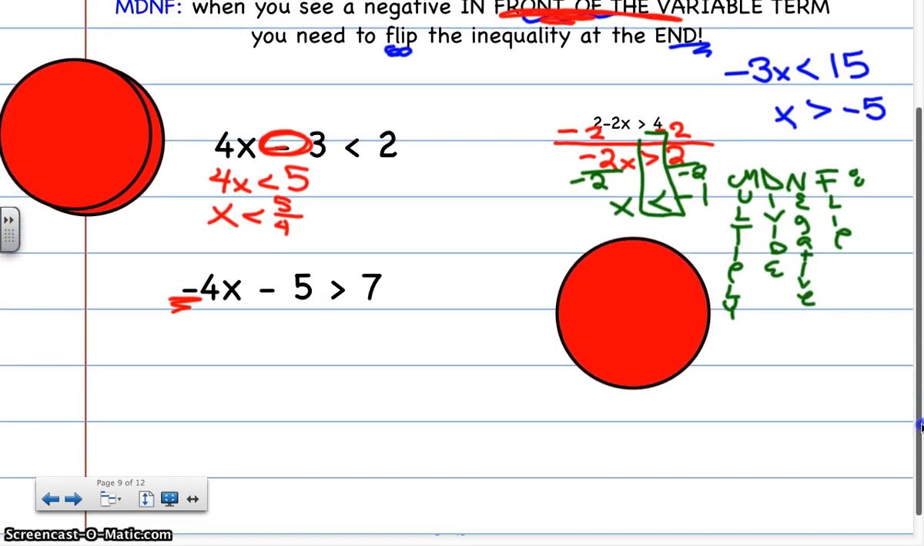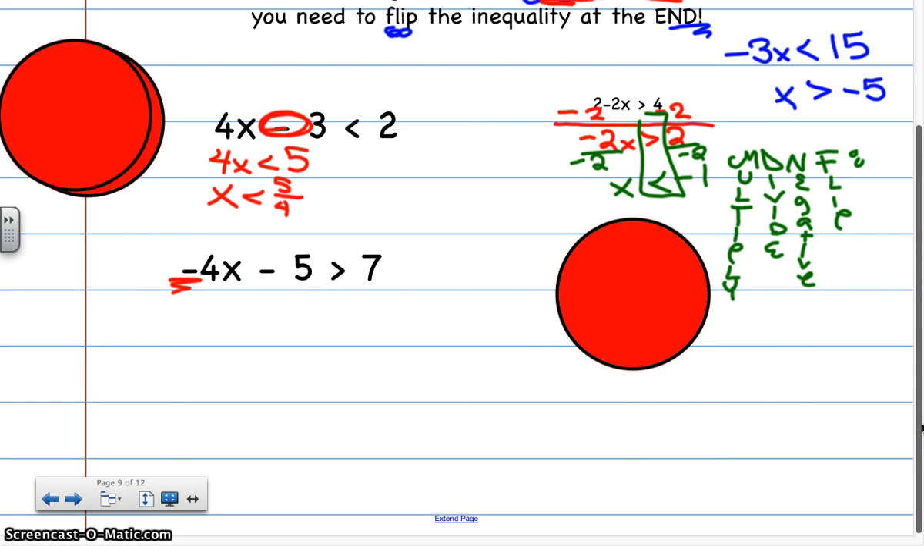So the first thing I would do is move that 5 by adding. And I get negative 4x is bigger than 12. Now I'm going to divide through by a negative, so I'm going to MDNF it. x is less than negative 3.